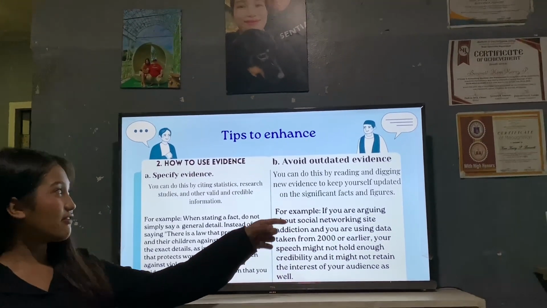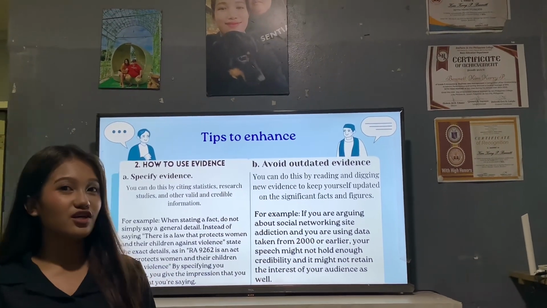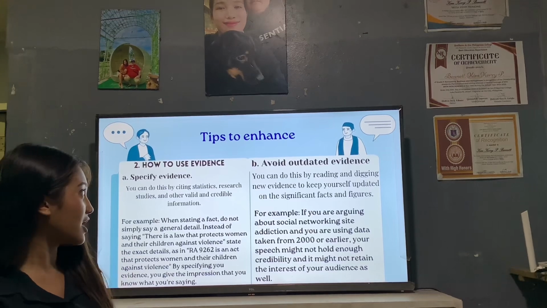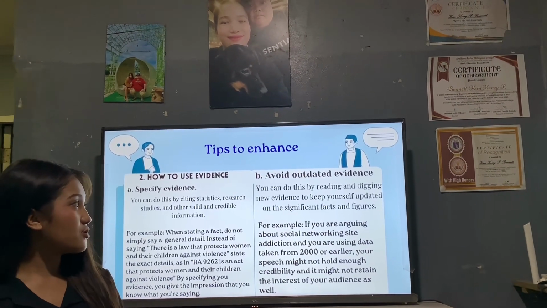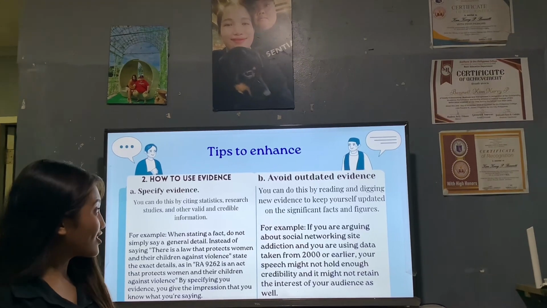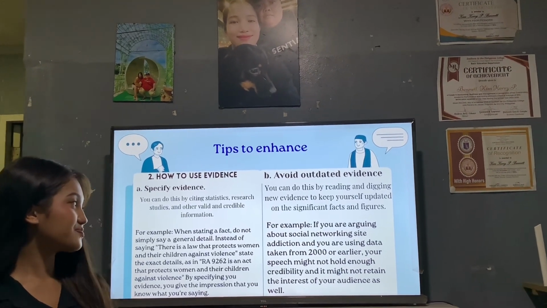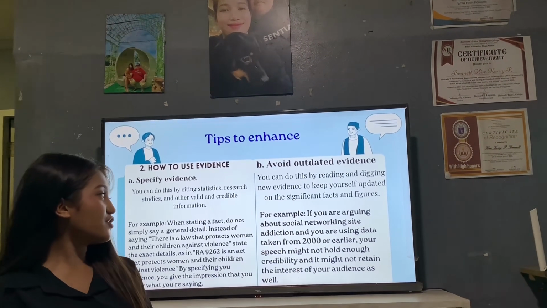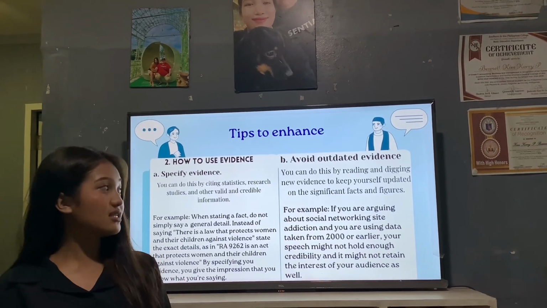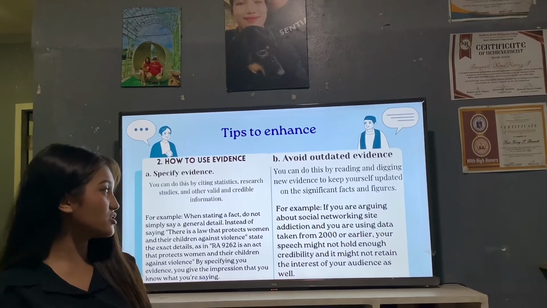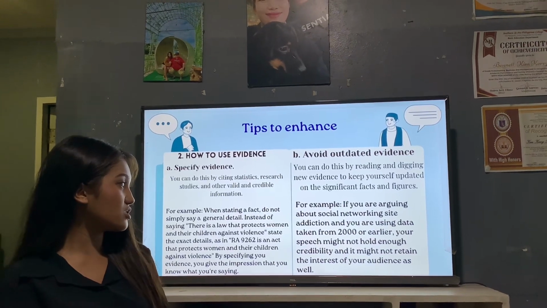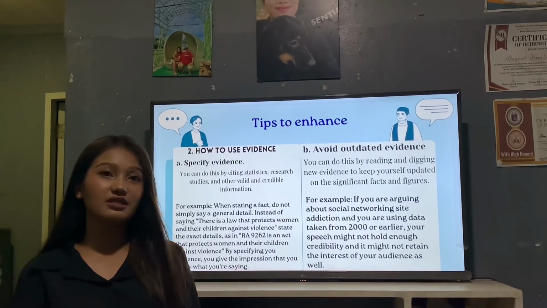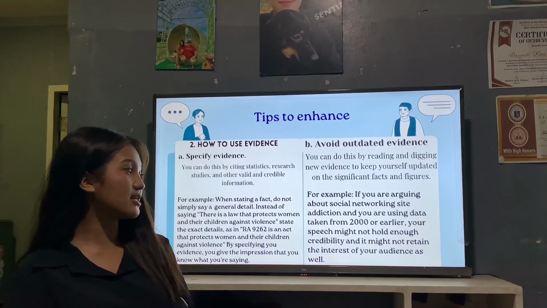Number 2, avoid outdated evidence. Your evidence should be timely. You can do this by reading and digging for new evidence to keep yourself updated on significant facts and figures. For example, if you are arguing about social networking site addiction and you are using data taken from 2000 or earlier, your speech may not hold enough credibility and it may not retain the interest of your audience as well.